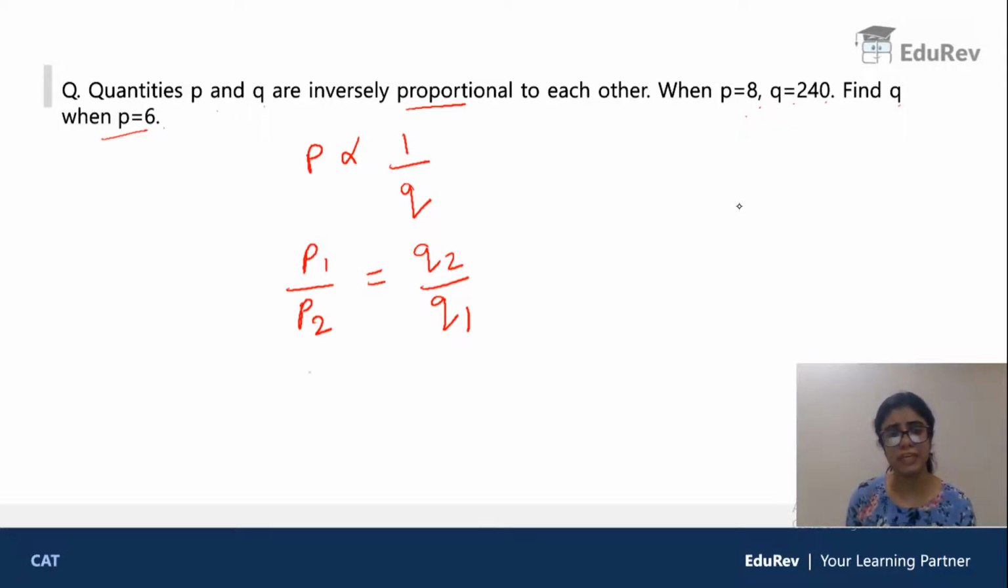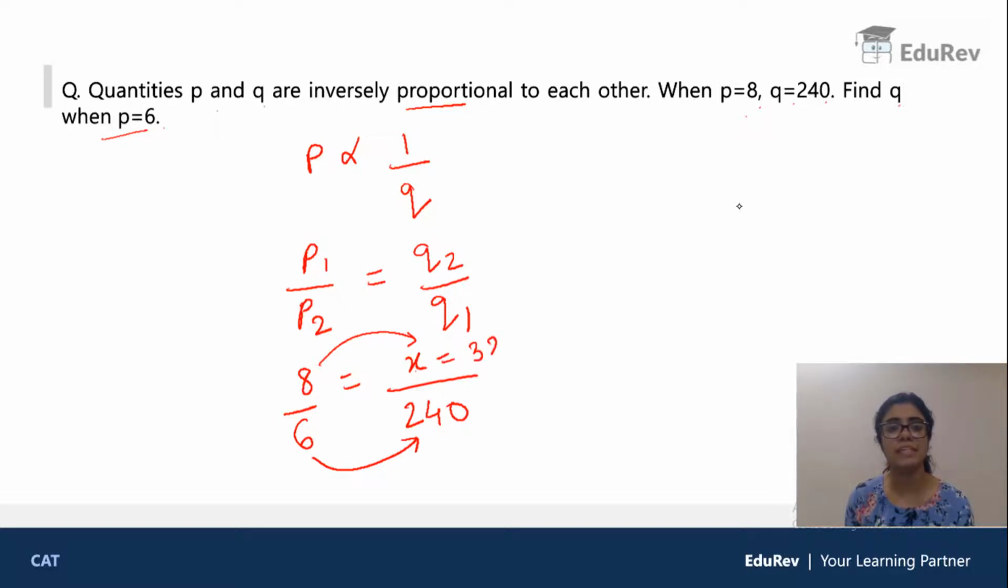Now when P is 8, when P1 is 8, Q is 240, so that is Q1. Q1 is 240. Find Q, so find this when P is 6. So when P2 is 6, what is Q2? That is your question. You can cross multiply and get your answer, but that is not even required. See, in the table of 6, when does 24 come? 6 4 times is 24. So similarly here you will have 8 4 times. 8 4 times is 32.